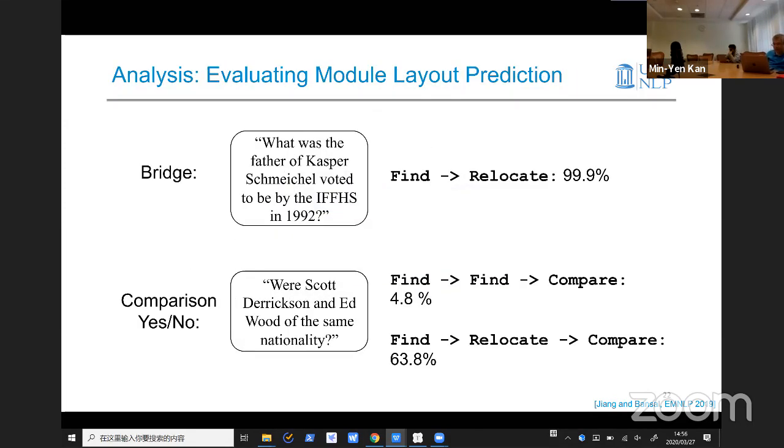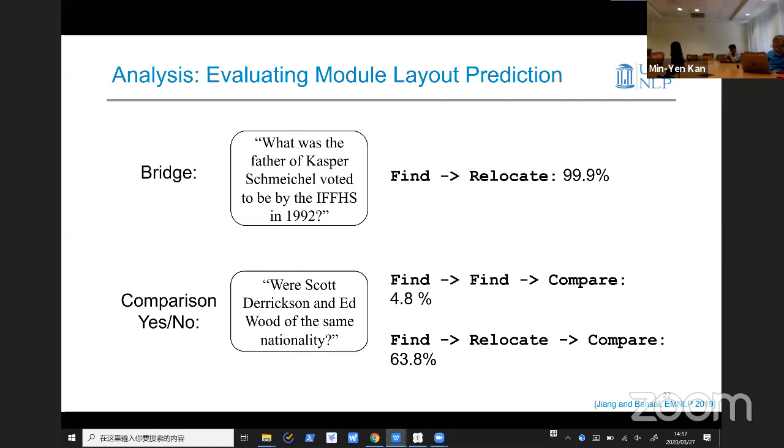And they did another analysis that finds that for the bridge type of reasoning, the RNN controllers can get it right with 99% accuracy. And for comparison, it has some problems. Actually, for comparison, you should be fine, find and compare. But in most cases, the model will interpret it as find, relocate, and compare. I think this is wrong.